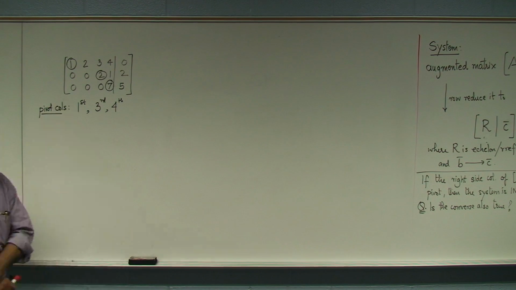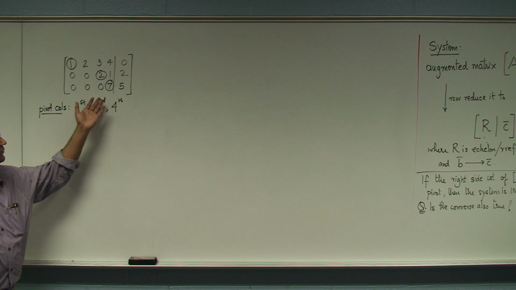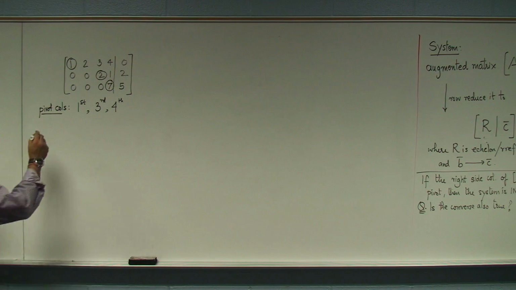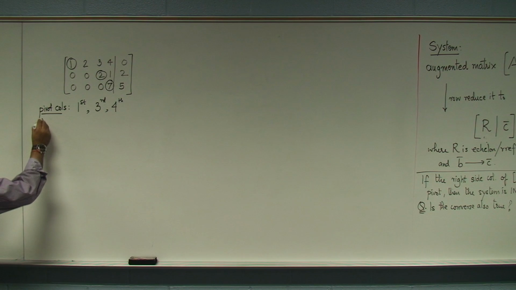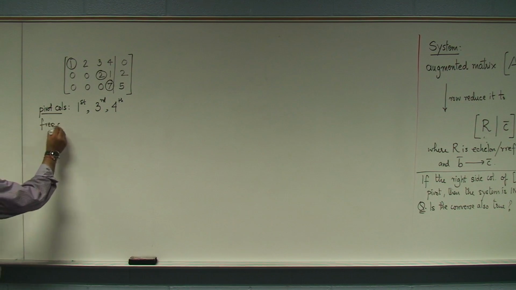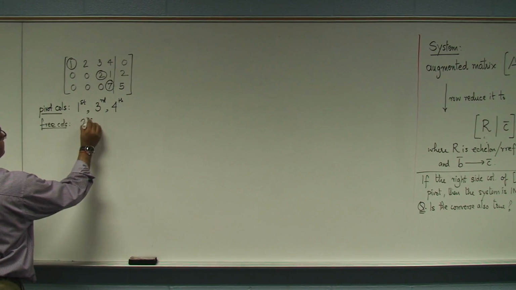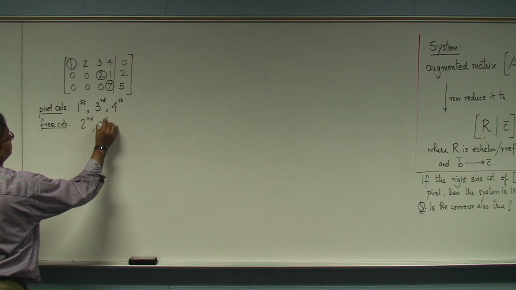So can we say that the system will be consistent? Remember, we are trying to see whether the converse is true or not. If the converse is true, then that would straightforwardly tell us that the system is consistent. But let us see why. Okay, these are our pivot columns. So if I want to say free columns, they would be the second column and the fifth column.